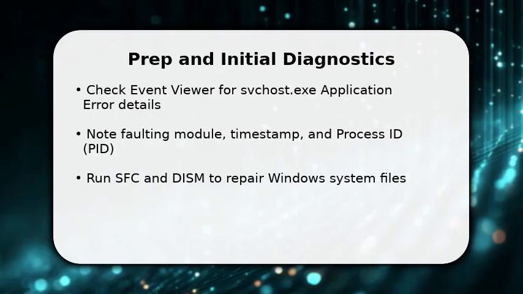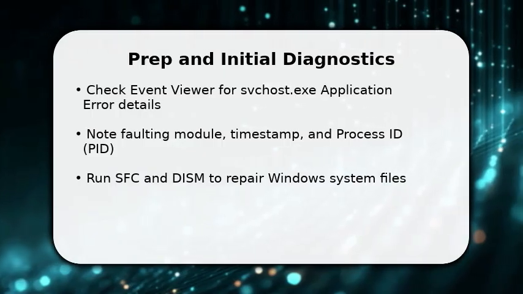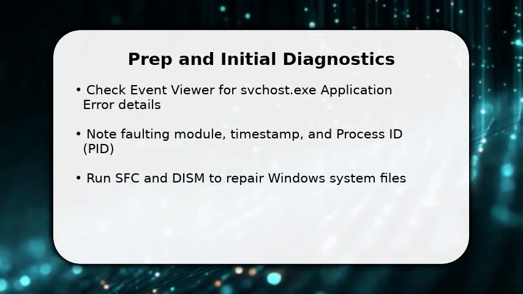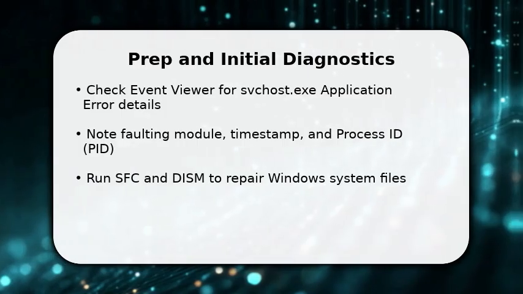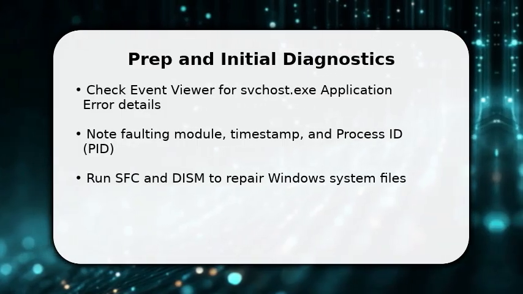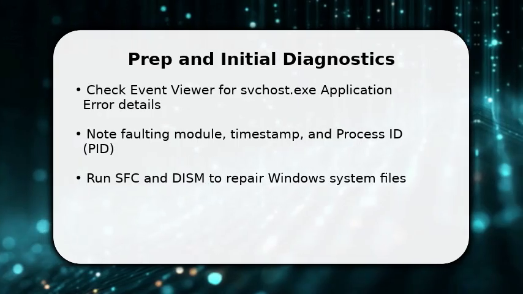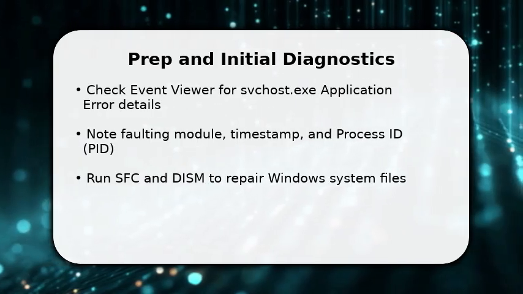You start by gathering precise error details so you can target the fix. Open Event Viewer and find the Svchost.exe application error. Note the faulting module, PID, and timestamp. Once done, run System File Checker.